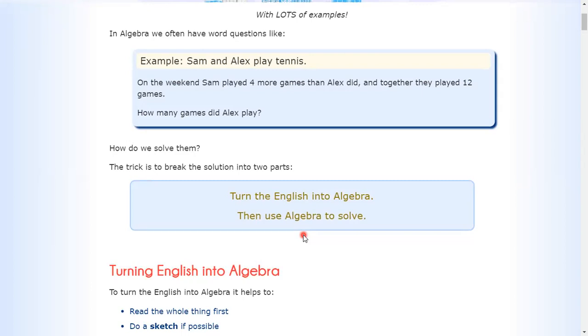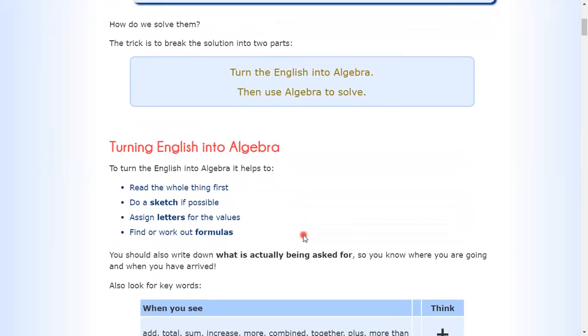Now, what will you have to do, and how? A few steps for turning English into algebra. To turn the English into algebra, it helps to read the whole thing first. First you will have to read the statement as quickly as possible. Do a sketch if possible. If you have a pen and paper, you must note down all those things which can be of a mathematical nature.